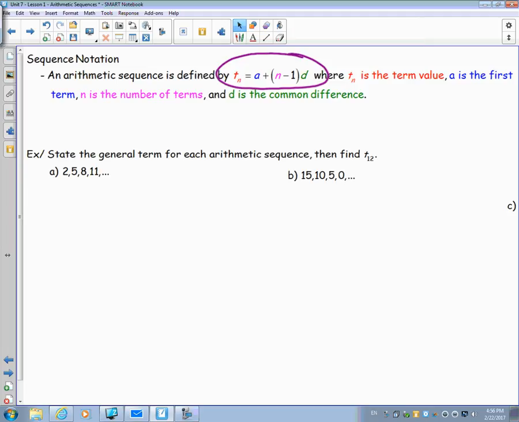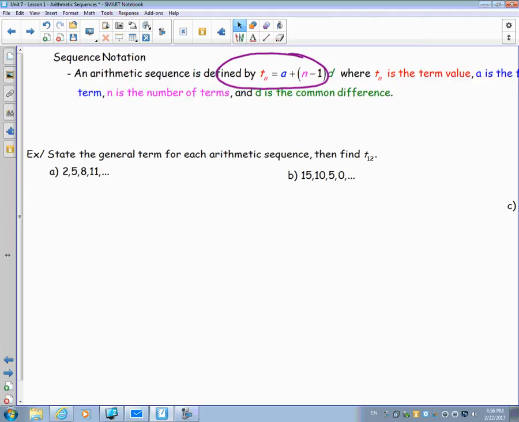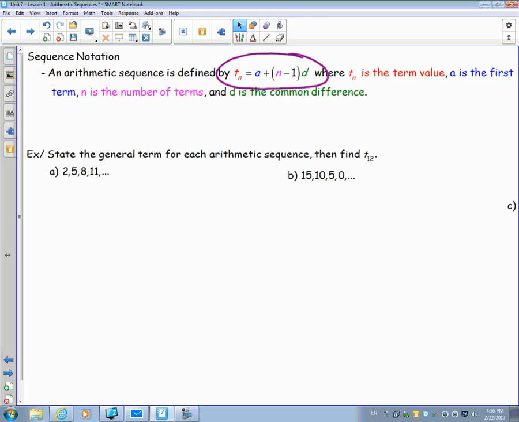What we're going to do is fill some parts and pieces in. Tn is our term value. It's the function. It's like your f(x), f at 1, f at 2. But in this case, it's going to be t1, t2. The term value. A is our first term. N is the number of terms that we have. And d is our common difference. Notice here that we are multiplying this piece times d.